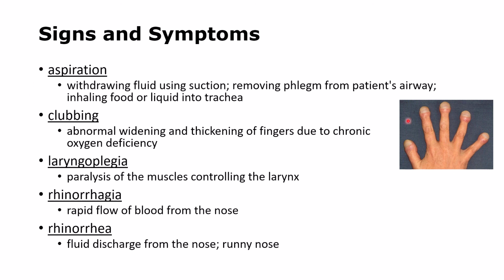Clubbing is the distension of the distal part of the digits or fingers. It looks like a spoon, and this is usually from chronic lung disease or heart disease, lack of oxygenation, and there are some growth factors that are released from platelets that cause that.